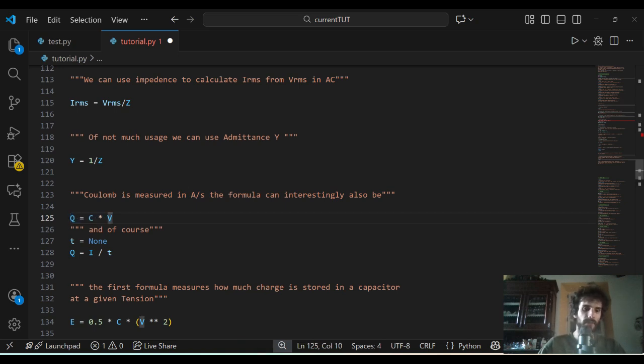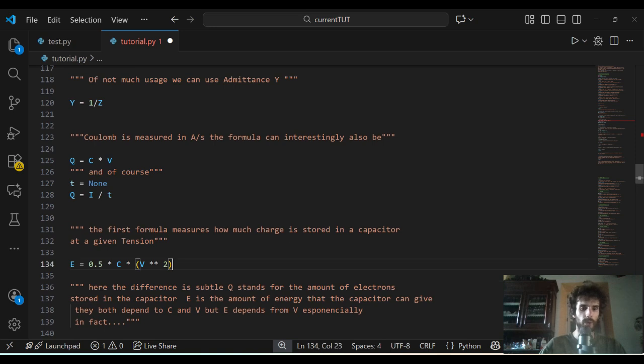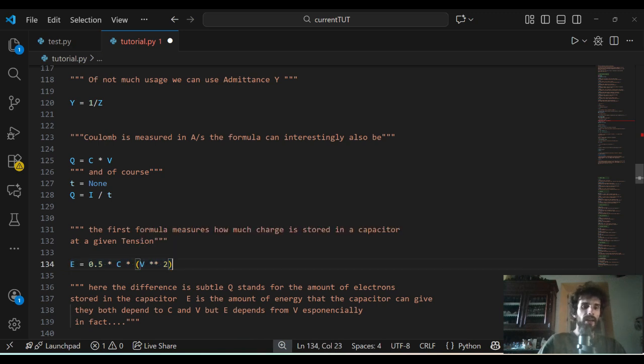So we have the capacity multiplied by the tension, and here we have another formula which we always use with capacity, which is the energy, which is the capacity multiplied by the tension to the power of 2. These two formulas might be a little subtle because we don't intuitively understand the energy and the Coulomb. The difference, if you look at the formulas, is that the energy is proportional to the square of the tension, and this is linearly proportional to the tension.